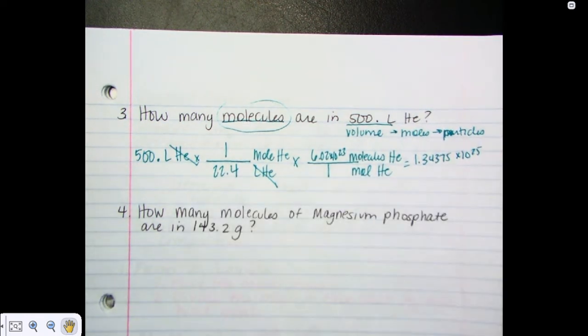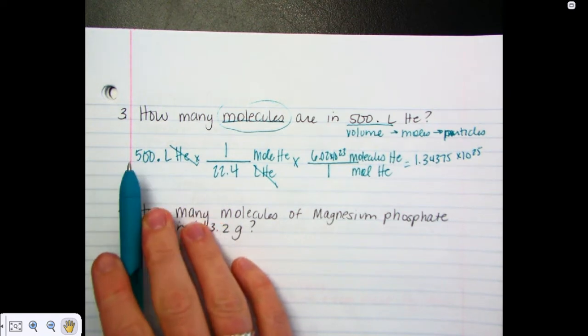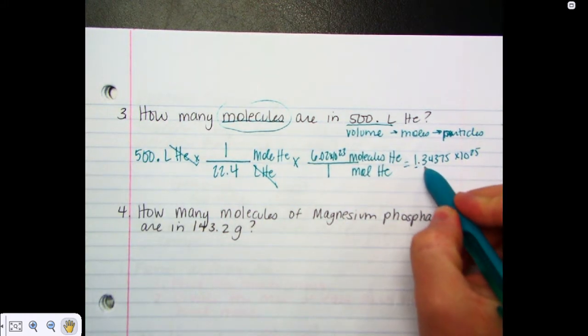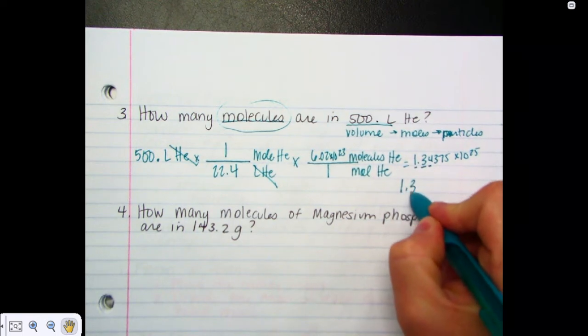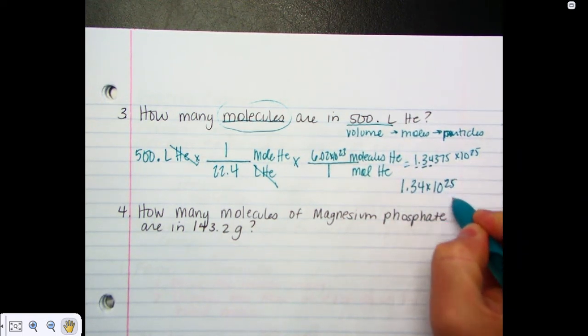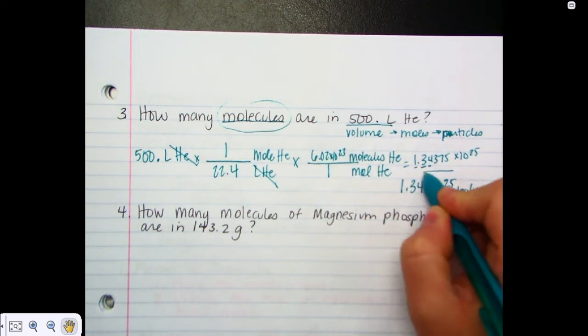All right, let's look at our sig figs. 500 with a decimal has how many? 3, right? 500 without a decimal would be 1. With a decimal is 3. 1, 2, 3. The 3 doesn't round. So 1.34 times 10 to the 25th molecules of He.